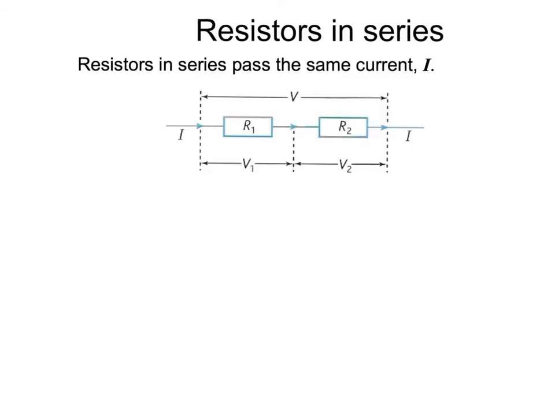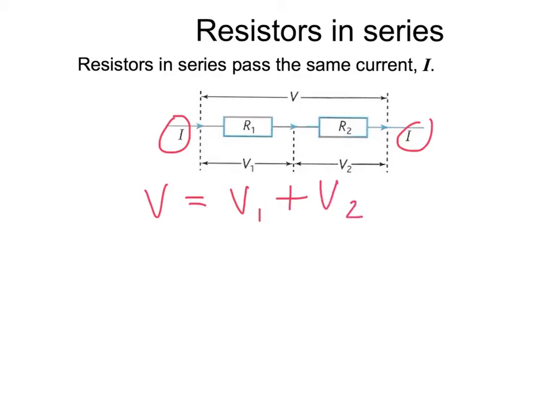So what do we do with resistors? Well, let's have a look at resistors in series. Here we've got two resistors. We've got I flowing through R1 and then R2, and you've got the same current coming out. What do we know about the potential difference? Well, we know in series they add up.